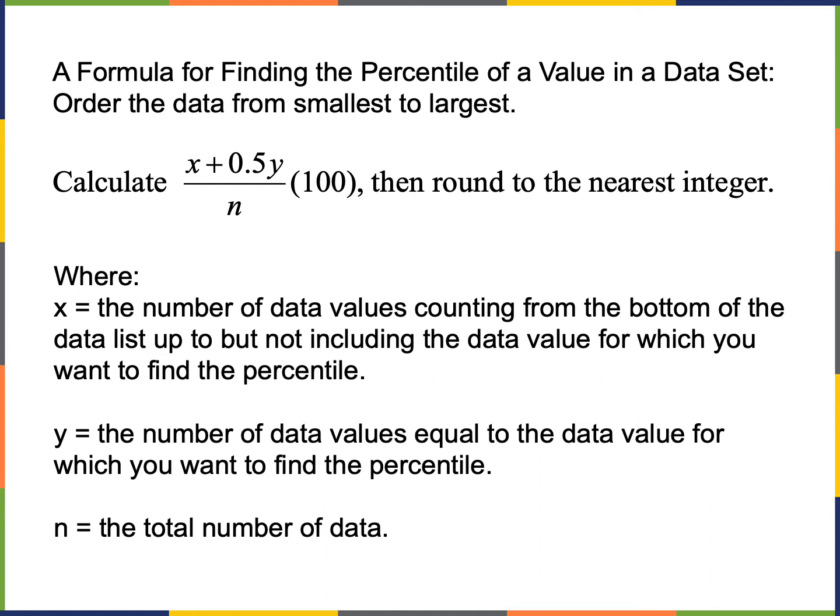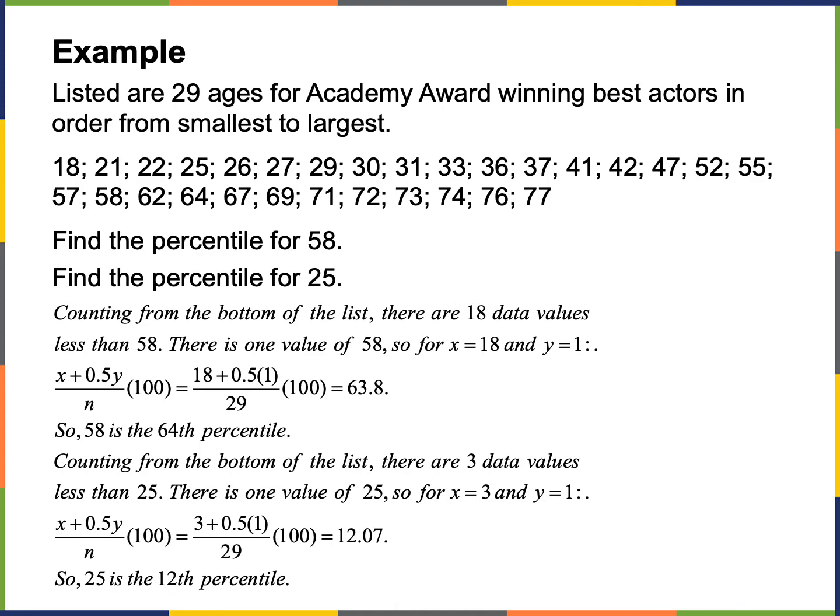So X is the number of data values equal to the data value for which you want to find the percentile. In other words, does it repeat? If so, how many times? That how many times is our Y. And then N, of course, represents the total number of data. There's nothing new there.